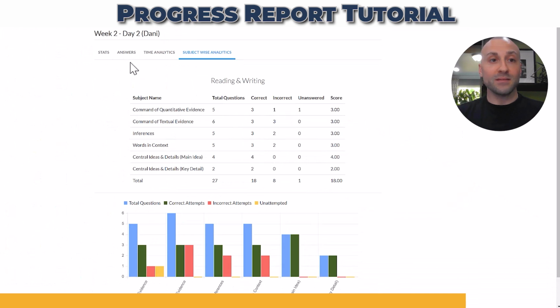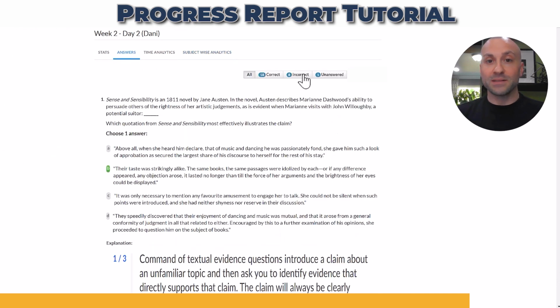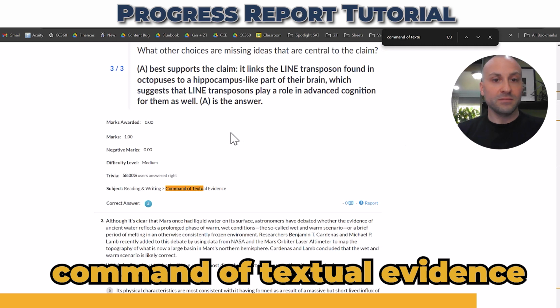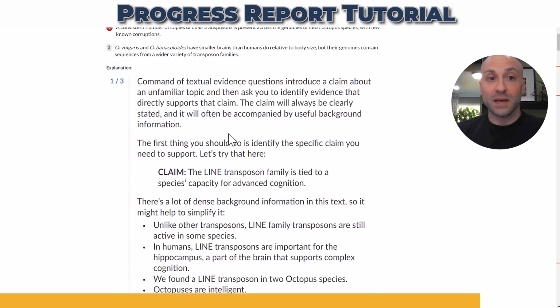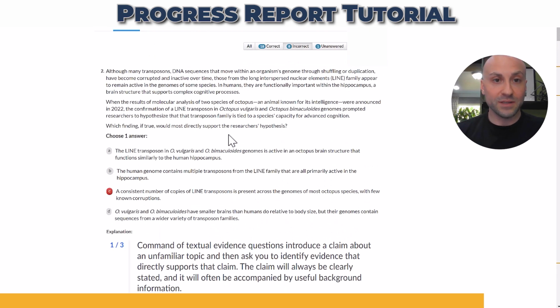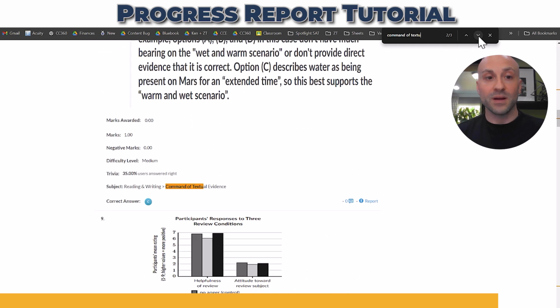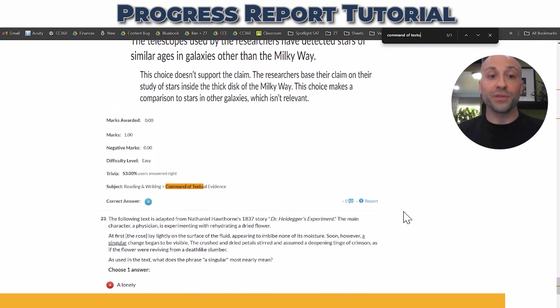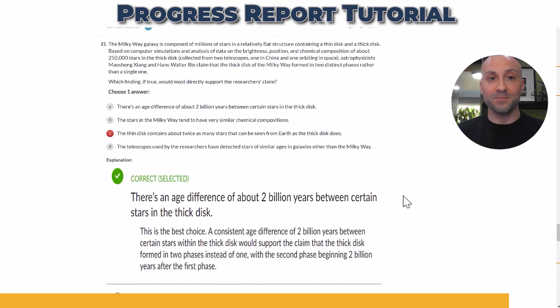So what you could do then is you could go to the answers, go back to incorrect, again, type in command of textual, there we go. We can see command of textual evidence. So we got this one wrong and it was a command of textual evidence question. Let's see if you can reattempt it now and try to follow those 3 steps that you would have just seen in the 6-minute video. And then you could do the same thing for the second one that you got wrong of that theme. And you could do the same thing for the third one that you got wrong of that theme. And that's really how you start to become your own guide.